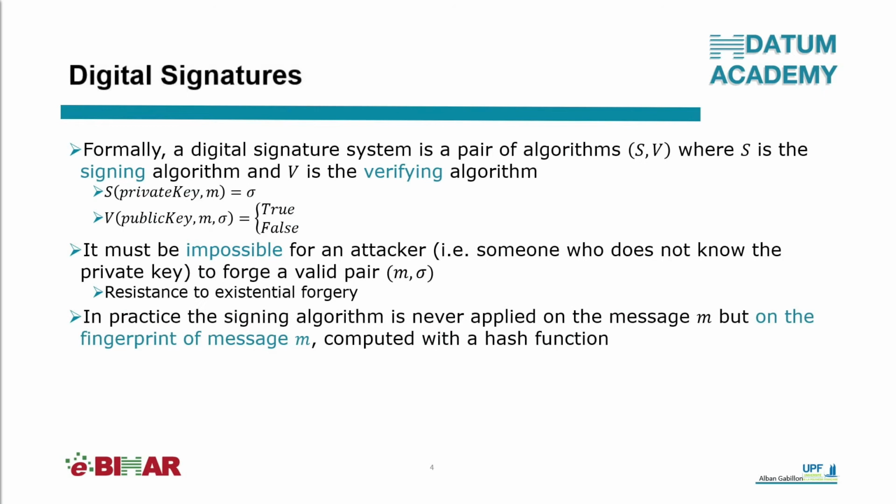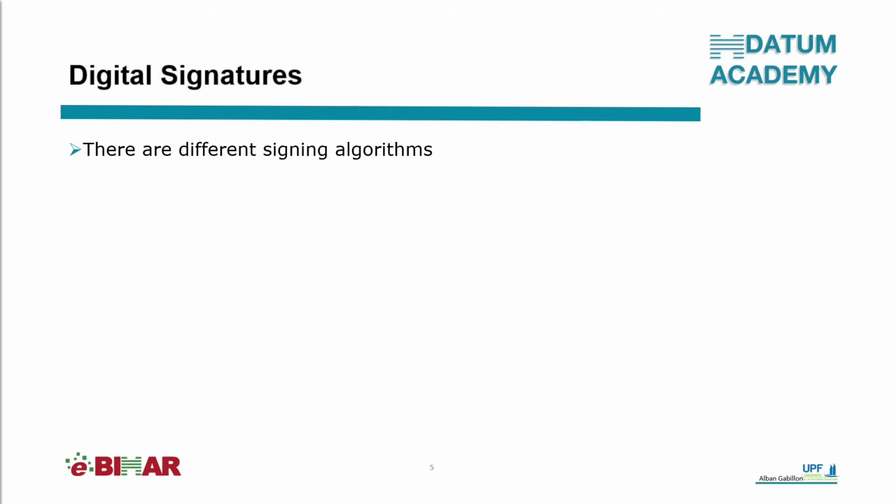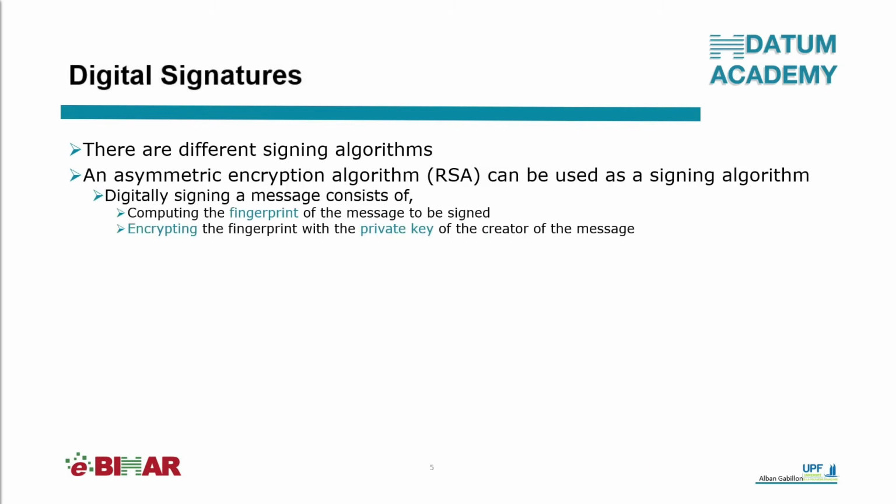In practice, the signing algorithm is not applied on the message M, but on the fingerprint of the message M, computed with a hash function, mostly for efficiency reasons, but not only. There are different signing algorithms, but in the remainder of this video and in the remainder of this course, I will use an asymmetric encryption algorithm, for example RSA, as a signing algorithm. Under this hypothesis, digitally signing a message consists of computing the fingerprint of the message to be signed and encrypting the fingerprint with the private key of the individual who created the message.